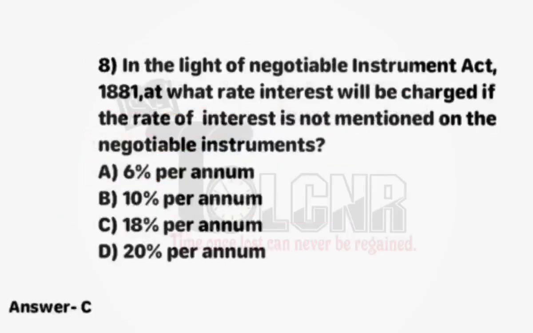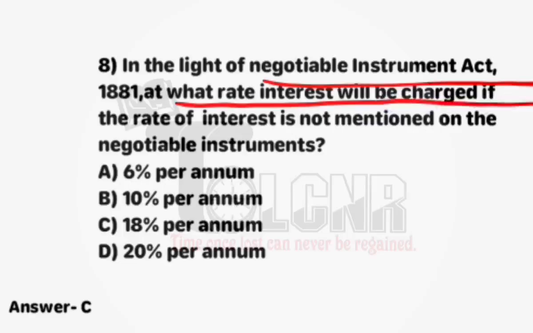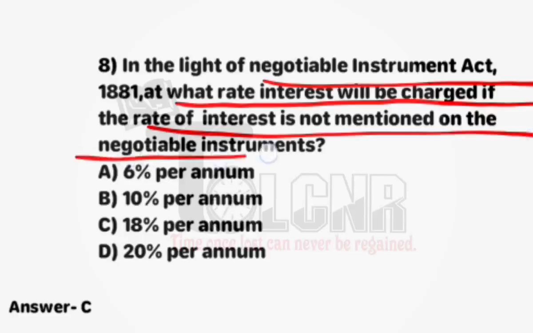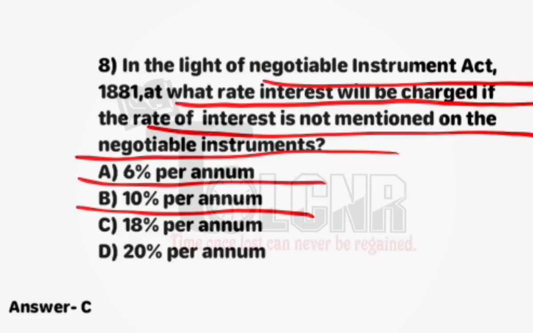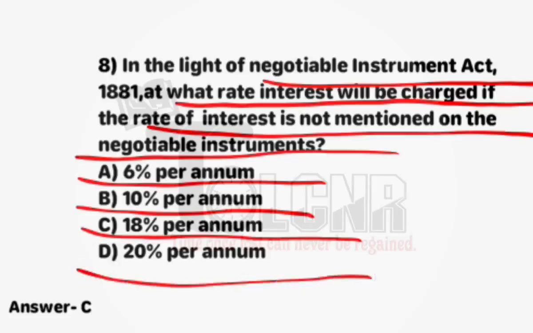Next question is, in the light of the Negotiable Instruments Act 1881, at what rate interest will be charged if the rate of interest is not mentioned on the negotiable instrument? First option is 6% per annum, second option 10% per annum, third option 18% per annum, fourth option is 20% per annum. Option C is correct, 18% per annum, right?